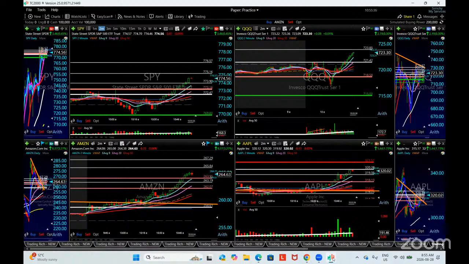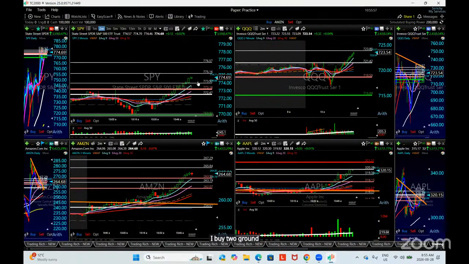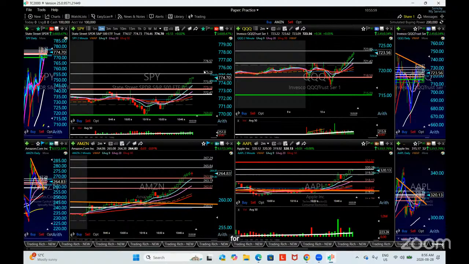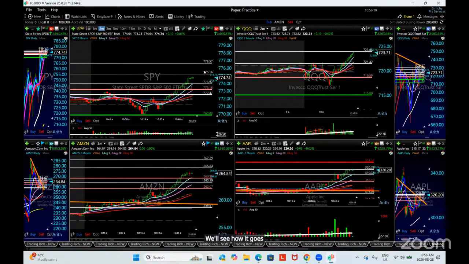So here is what I have. These are the two trades that I have. I have Apple here, and I have this one, 772. I just have this 0DTE trade. Okay. Up by 2 grand. So continue holding for it to hit my target. Then we'll see how it goes. Fantastic trading there.